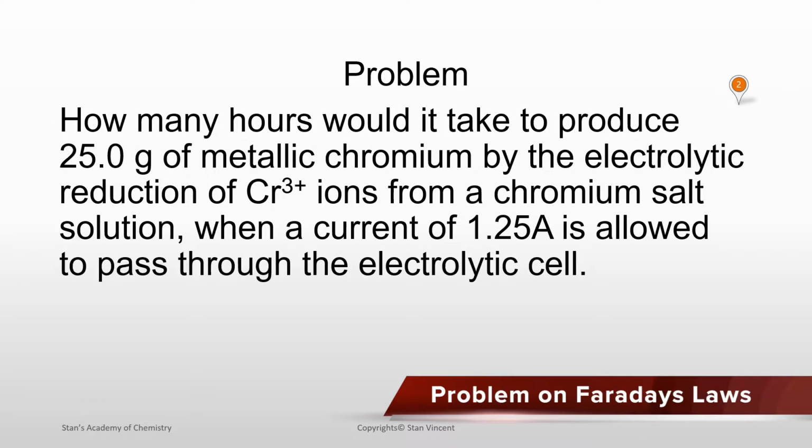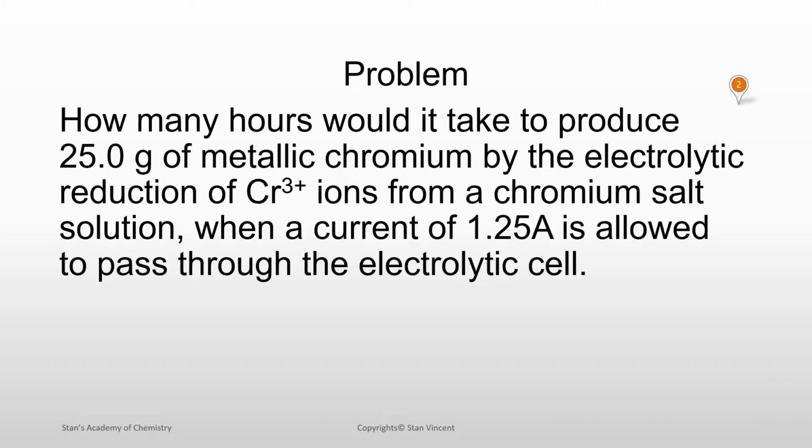Here is the question for you. How many hours would it take to produce 25 grams of metallic chromium by the electrolytic reduction of chromium 3 positive ions from a chromium salt solution when a current of 1.25 ampere is allowed to pass through the electrolytic cell?